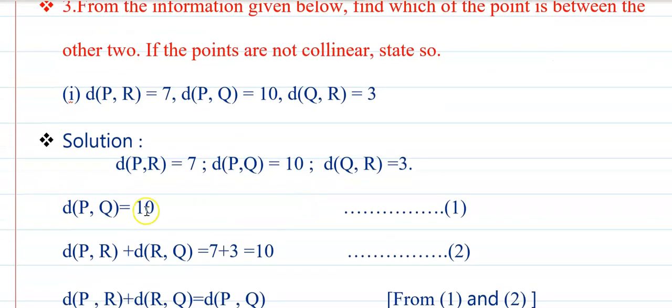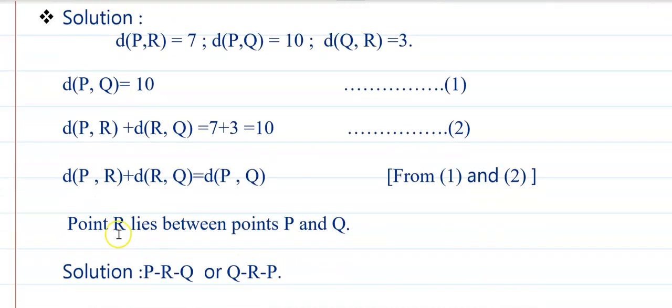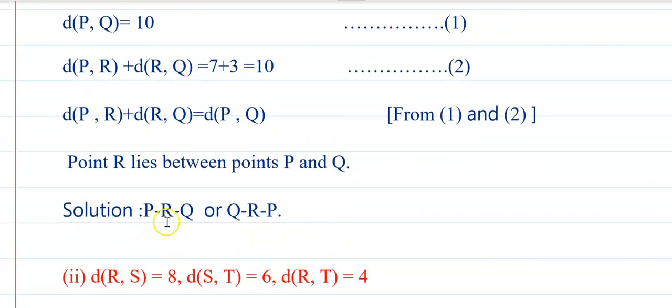Now see this here. Distance PQ is 10. This is 1. PR plus RQ, that is 7 plus 3, is equal to 10. And therefore from 1 and 2, distance PR plus distance RQ is equal to distance PQ. In this case, which point is common for these two? The point R is common for these two, and hence the point R lies between P and Q, and it is written as P-R-Q or Q-R-P in this way.